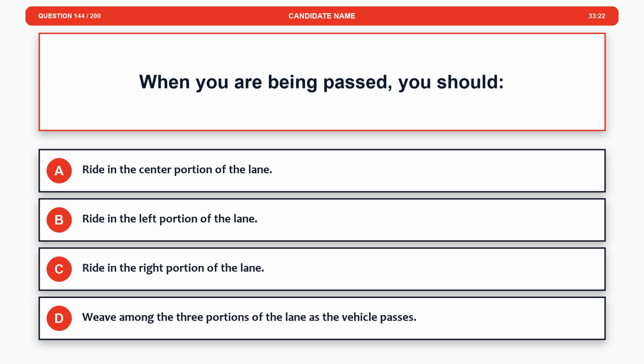Question 144. When you are being passed, you should: Option A, ride in the center portion of the lane. Option B, ride in the left portion of the lane. Option C, ride in the right portion of the lane. Option D, weave among the three portions of the lane as the vehicle passes.